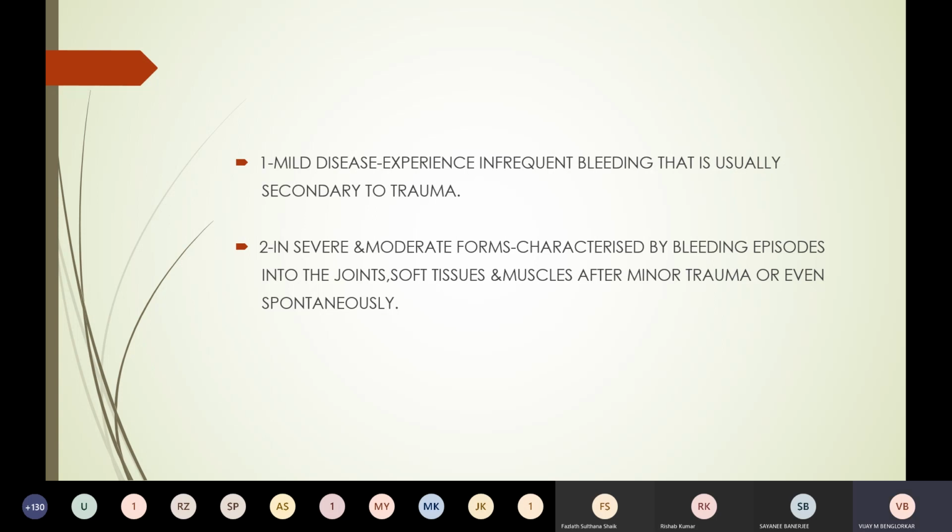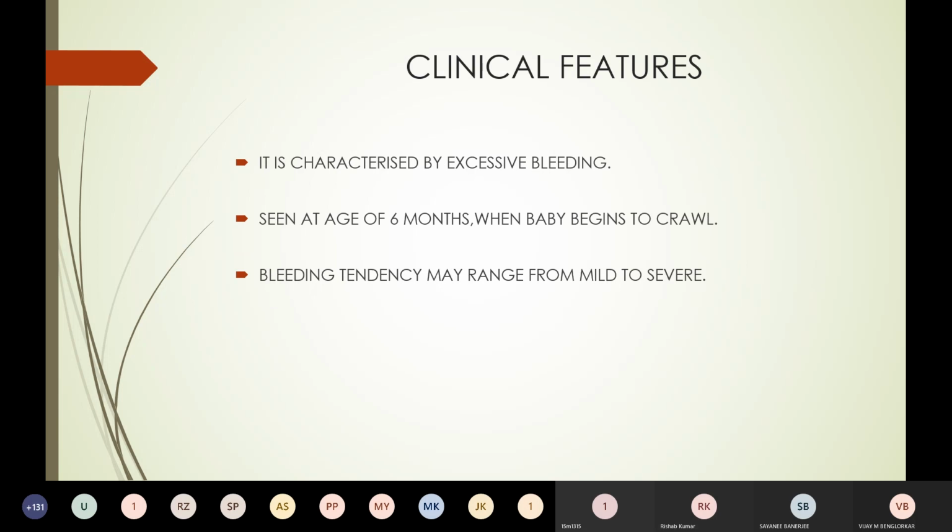In mild disease, the patient gets infrequent bleeding secondary to trauma. In severe and moderate forms, it is characterized by bleeding episodes in the joints, soft tissues, and muscles after minor trauma or even spontaneously. Coming to clinical features.